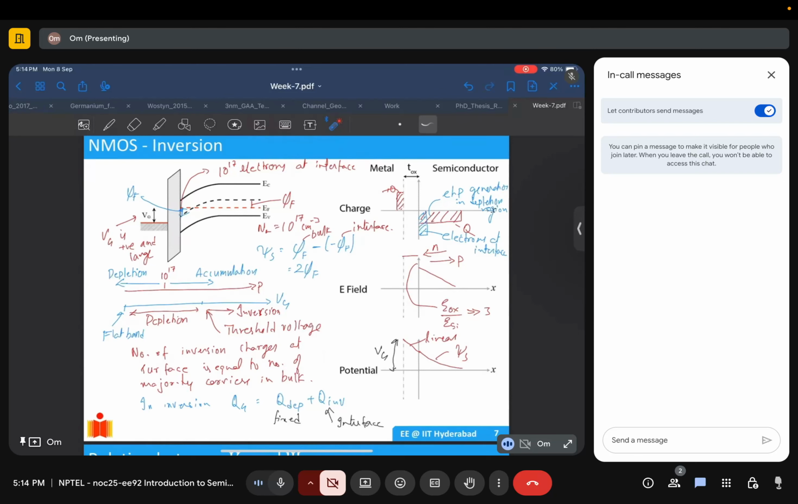So let's say your bulk was doped 10 to the power 15 per centimeter cube. When the concentration of electrons at the channel becomes 10 to the power 15, then the channel is inverted, right? So this inversion only happens when psi s equals 2 phi f, right?